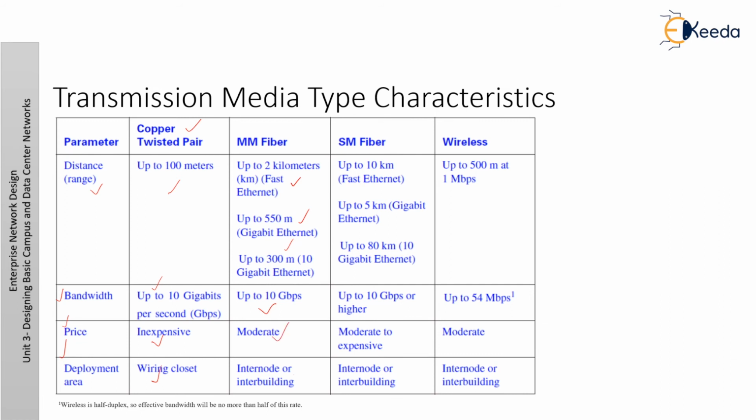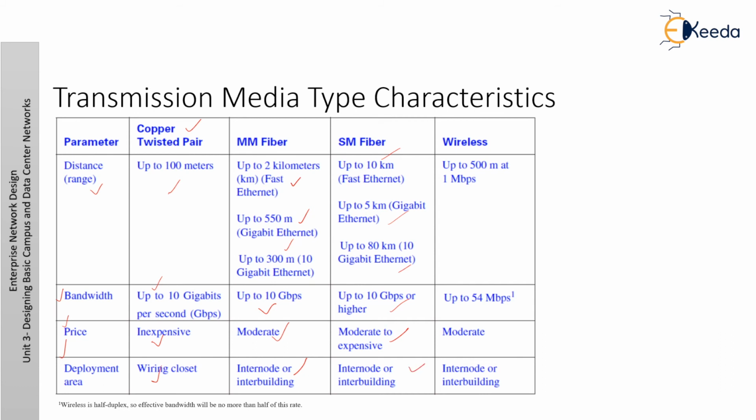It is used for internode or inter-building connectivity. Single mode fiber. This is single mode fiber: up to 10 kilometers for fast Ethernet, up to 5 kilometers for gigabit, and up to 80 kilometers for 10 gigabit Ethernet, up to 10 Gbps or higher, moderate to expensive. It depends on what kind of cable we are using, and SM or single mode fiber is more expensive than the multi-mode fiber. It is used for internode or inter-building connectivity.